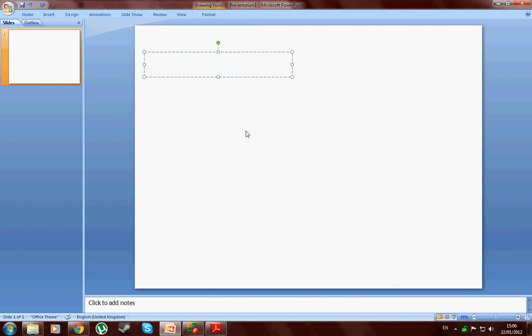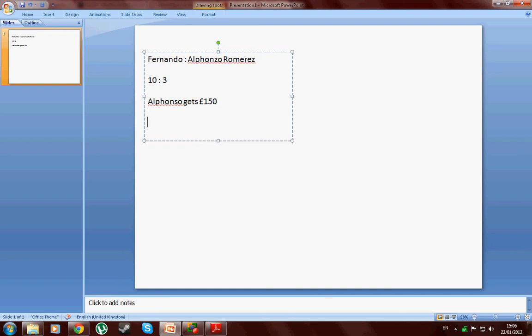Alright, money, that's a good one. You're getting some money split between two people in the ratio 10:3. Let's say it's Fernando and Alfonso Ramirez. Alfonso gets £150. How much does Fernando get? So, if you haven't gathered already, that's Alfonso's share, and that's Fernando's share.